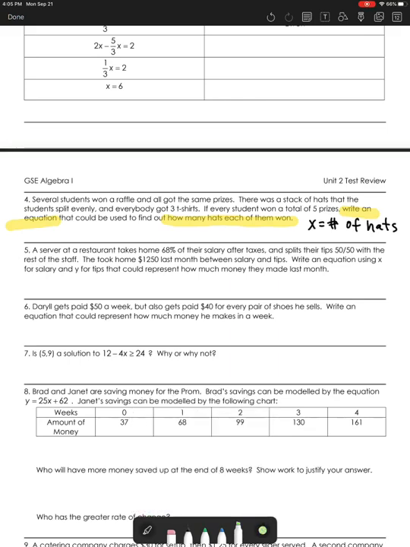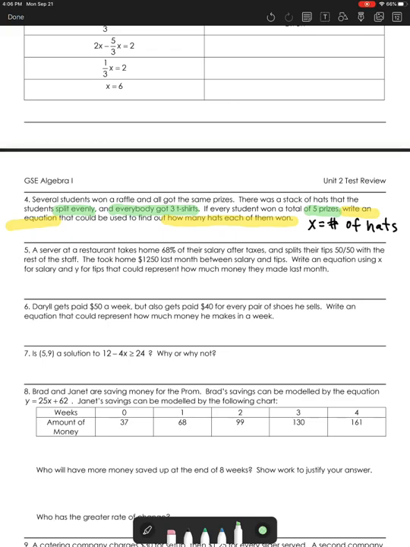So several students won a raffle and all got the same prizes. There was a stack of hats that the students split evenly. I feel like we might need that. And everybody got 3 t-shirts. Every student also won a total of 5 prizes. Write an equation that could be used to find out how many hats each of them won.